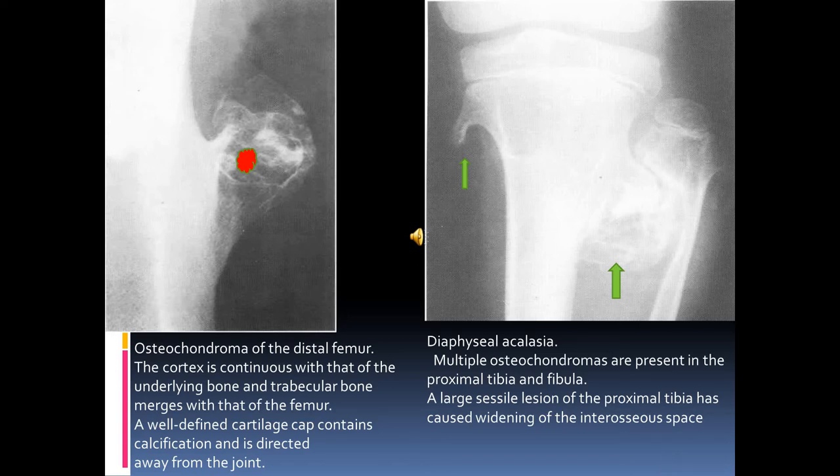So the direction should be far away from the knee joint. And we can sometimes detect the cartilage overlying the exostosis, which is seen just like in this image as a low density area surrounding the bone.